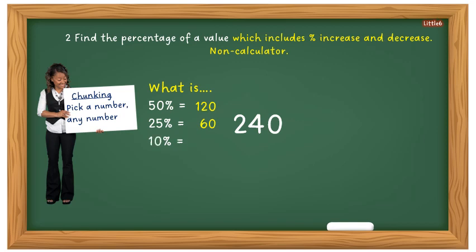What is 10%? 10% is easy to calculate. We just take the decimal point, move it one place to the left, and you can see there that 10% is 24. To find 5%, it's half of 10%, which in this case is 12. And to find 1%, we just move the decimal point one place further, and you can see there that 1% is 2.4. Now at this point, you notice the numbers don't change. It's just the same.